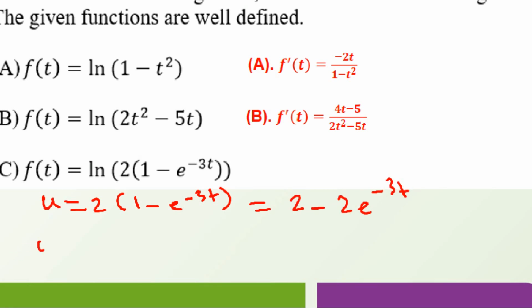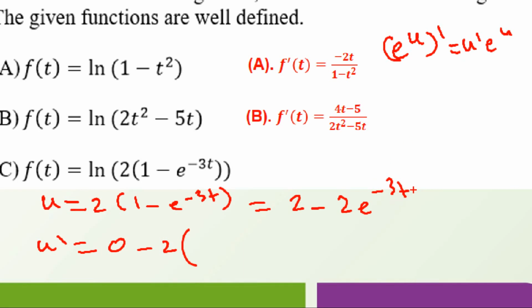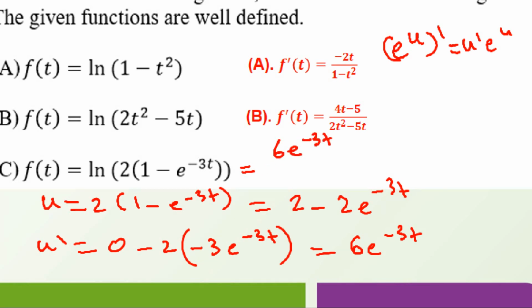Then its derivative in this case is given by what? The derivative of a constant is 0. Minus 2 can be dragged out. And what about e to the minus 3t? Remember that the derivative of e to the power u is given by u prime e to the u. So we derive the inner function, and that would be minus 3 e to the minus 3t, and that would give us 6e to the minus 3t. And in this case, it is given by 6e to the minus 3t divided by 2 multiplied by 1 minus e to the minus 3t.